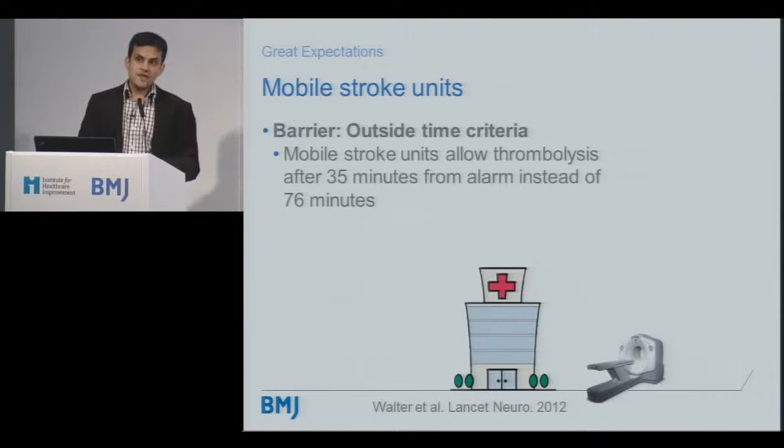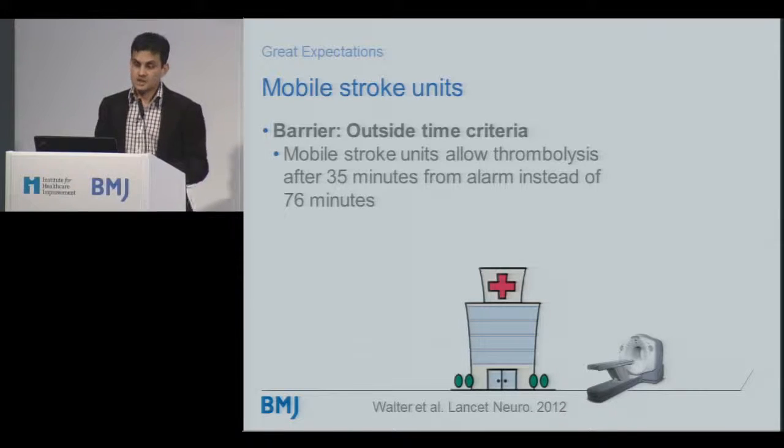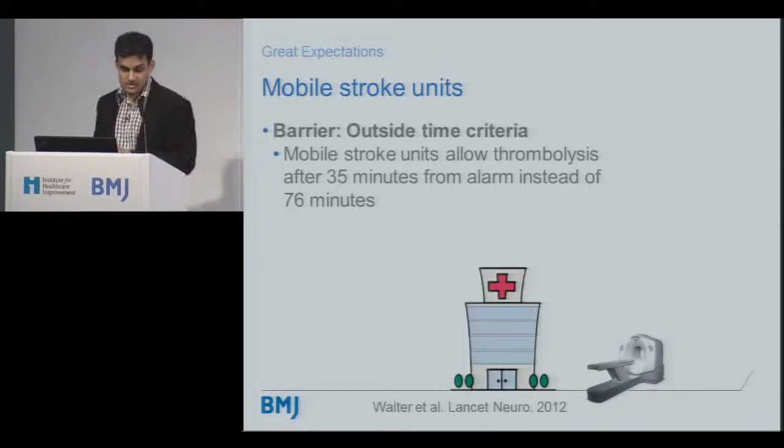Another one: how about actually getting the scan? Patients may be delayed getting to a CT scanner, particularly out of hours. So are there ways we can reduce that? Well, there's a great study in Germany, published just last year, where they use mobile stroke units. So stroke units go to the patient and do the CT scan. And they managed to shave off 40 minutes, which is a massive amount of time in this kind of emergency. So people got their thrombolysis agent just 35 minutes after having their stroke.